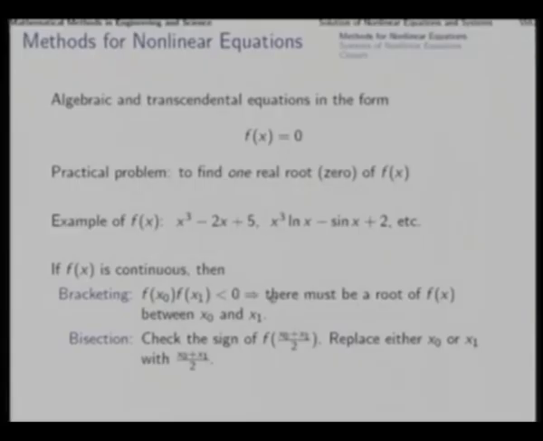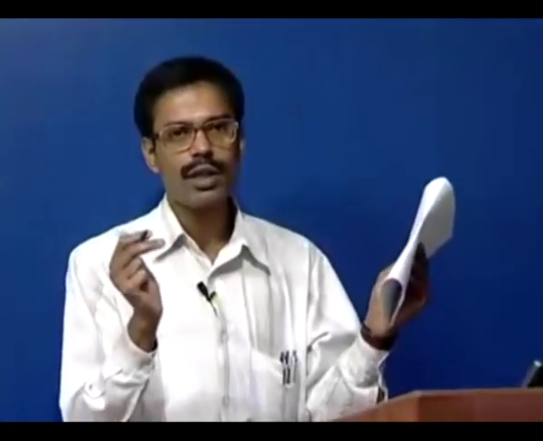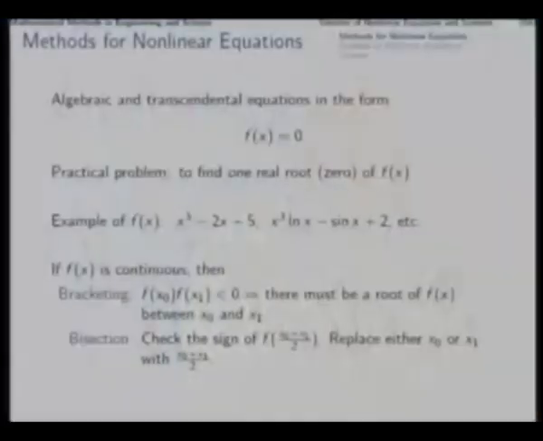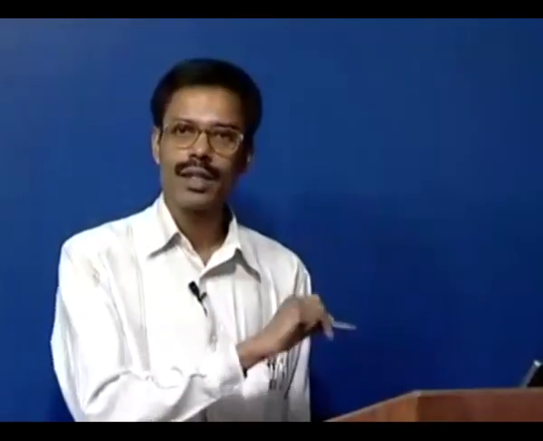Now, after bracketing the root in that manner, all that remains is to hunt out the root in that interval. One straightforward method could be bisection, that is, given the interval x0 x1 which gives a bracket, we look for the sign at x0 plus x1 by 2. Now, depending upon its sign, this midpoint will replace either x0 or x1 and then continue.